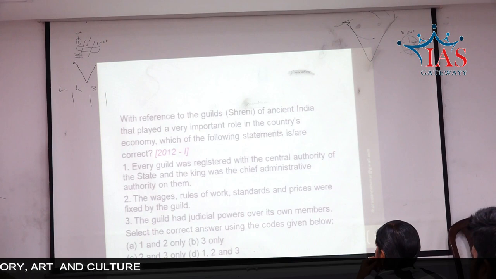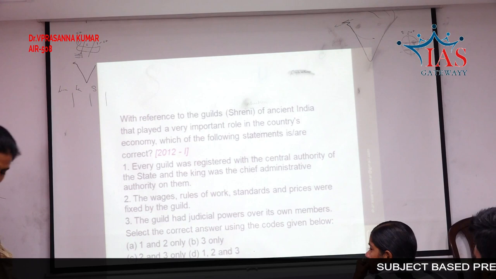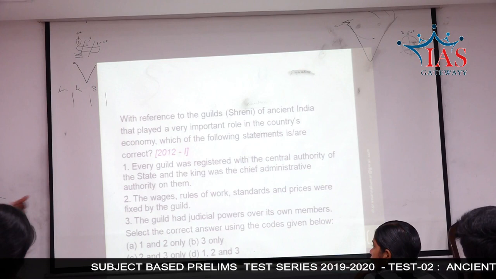The wages, rules of work, standards and prices were fixed by the guild. True or false? The function of the guild is exactly this, they came up to fix all this. So if 2 is correct, then 2 and 3 is the answer.